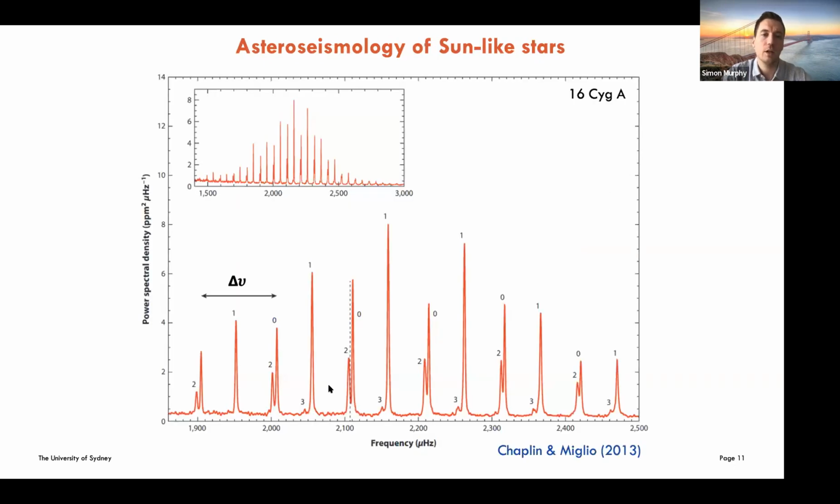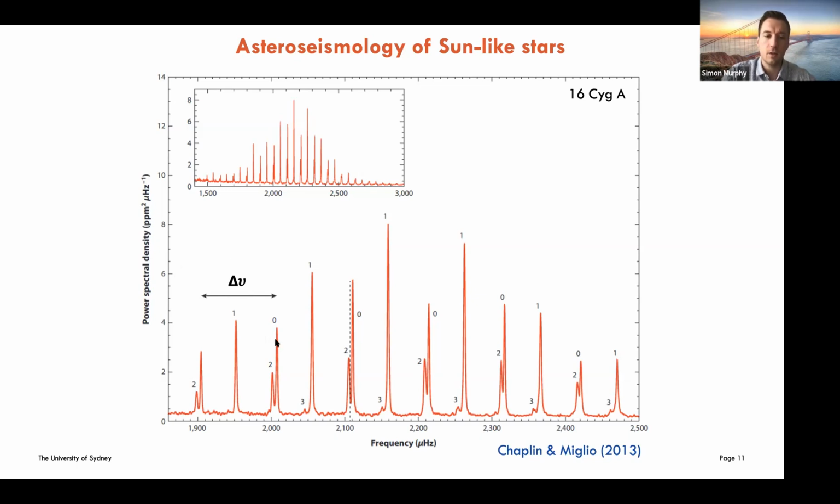So here's how that works for stars like the Sun. This particular star is 16 Cyg A. It was observed by the Kepler Space Telescope. And what you're looking at is a Fourier transform of the stellar light curve. The pulsation modes are found in this sort of almost Gaussian-like pulsation envelope. And then within that envelope, you see basically a comb-like pattern of pulsation frequencies, right?